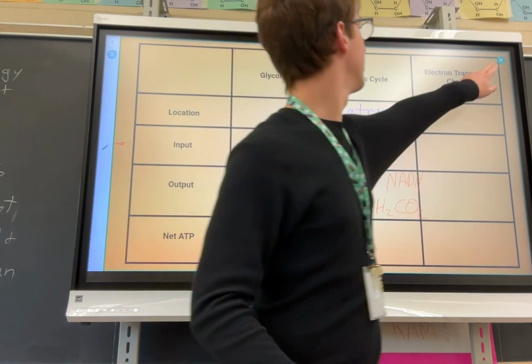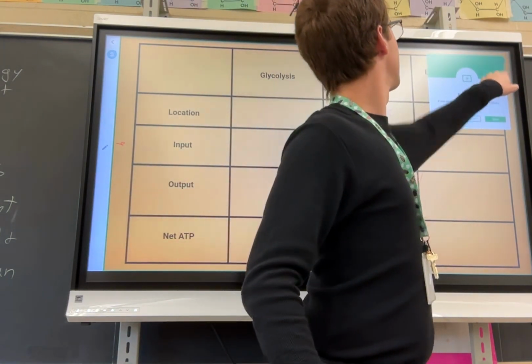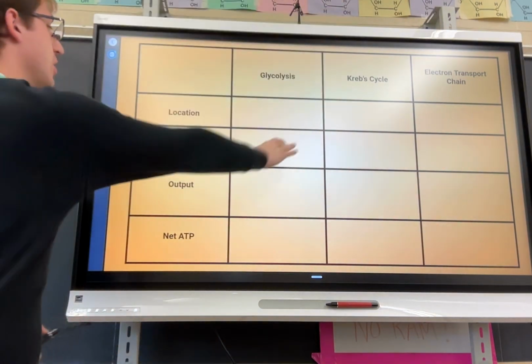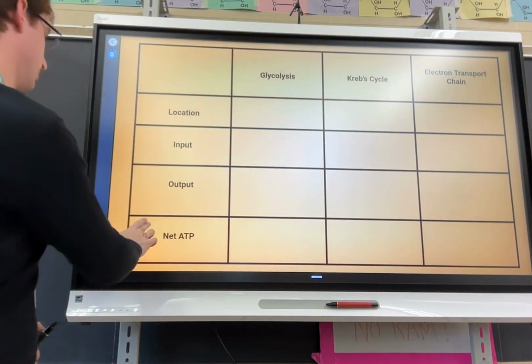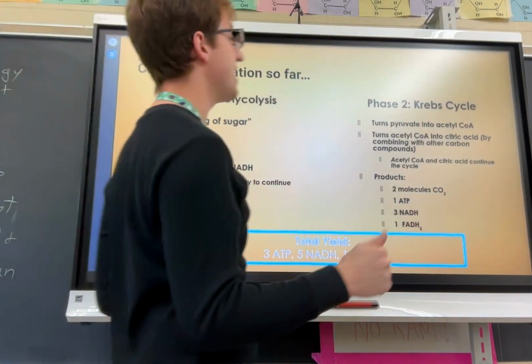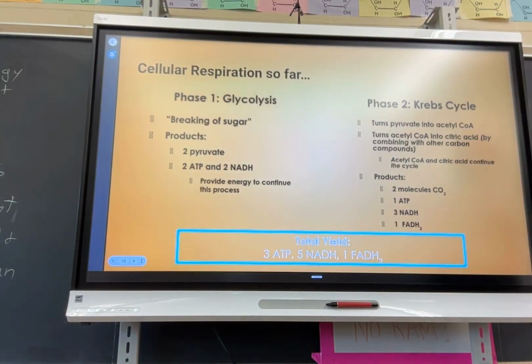All right. So, just to recap, our phase 1 glycolysis overall created some pyruvate, a couple ATP, and a couple NADH.